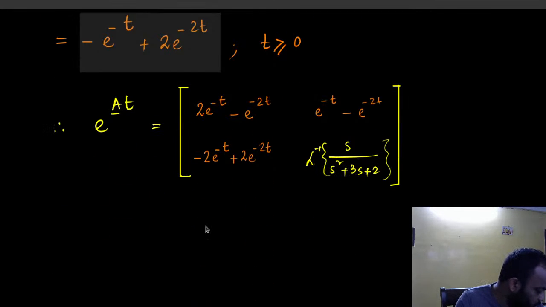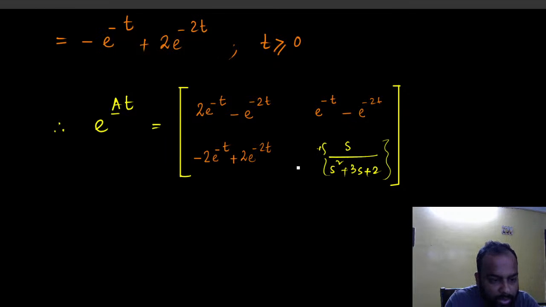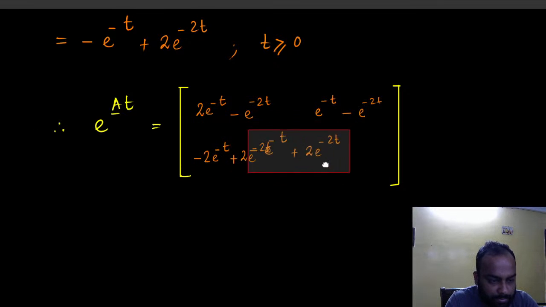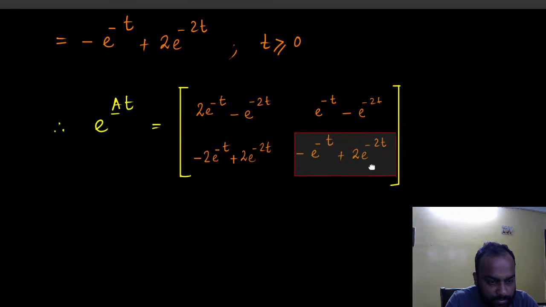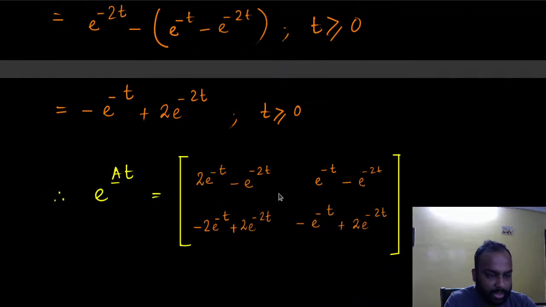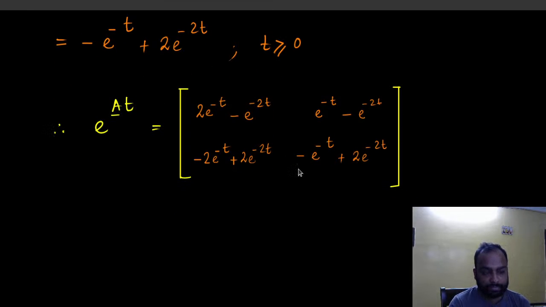I'm getting so many messages. What's happening? So make sure that I have done the copy pasting correctly. Okay. So that's my e to the power At. That's the transition matrix or whatever.